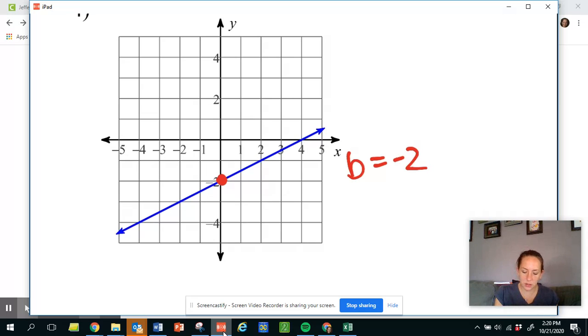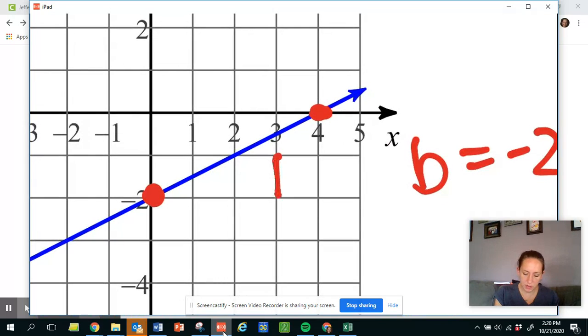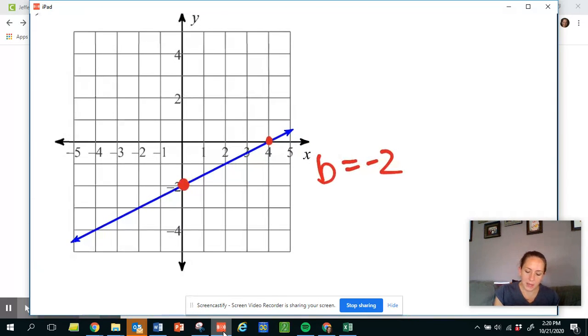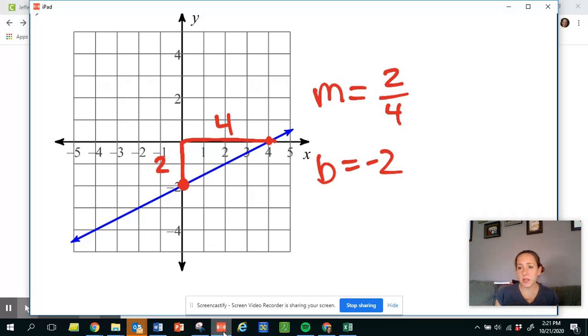Then I just have to find another point where it touches the corner of a box, okay? Like here's all these boxes. We want it to touch the corner of a box, so we would not use that point. So this point works. And then I just do rise over run for slope. So I go up 2 spaces, 1, 2, 3, 4, and right 4 spaces. If you can simplify your slope, you should. So 2 over 4 simplifies down to 1/2.